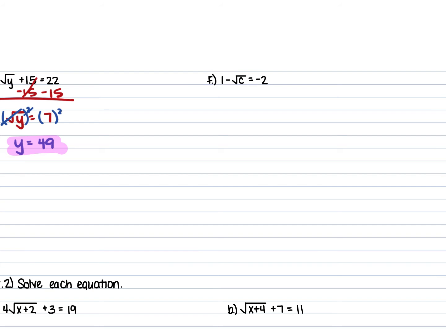F gives us 1 minus the square root of c is equal to negative 2. For this one, we're going to start by subtracting that 1 from each side. This leaves us with the opposite of the square root of c is equal to negative 3. From here, we're going to divide each side by a negative 1 in order to make that radical a positive. And we get that the square root of c is equal to 3. We're going to raise each side to the second power so we can cancel out that radical and the power on the left side to just be left with c. And 3 squared is 9.